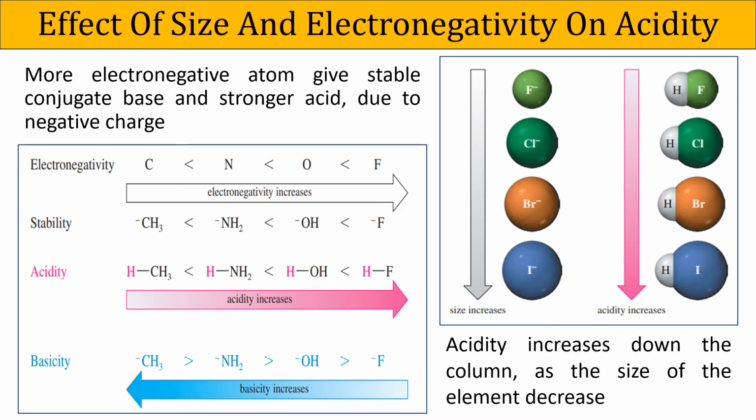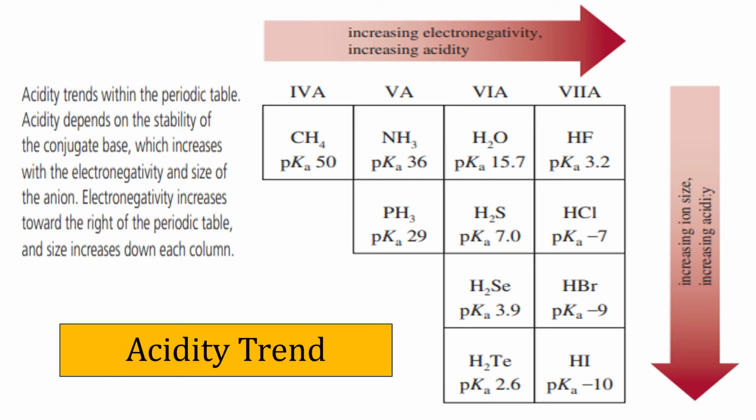Acidity trend. The figure summarizes these two effects of size and electronegativity using part of the periodic table to show the pKa of the acid formed when each element is combined with enough hydrogen atoms to fill its valence. Acidity increases towards the right, with increasing electronegativity, and downward, with increasing size, on the periodic table. A smaller or more negative value of pKa implies a stronger acid and a more stable conjugate base.